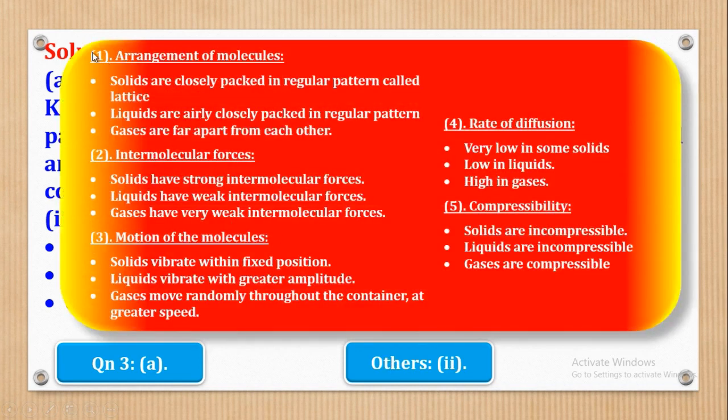Alternatively, you can distinguish them in terms of the arrangement of molecules, as you can see here: solids, liquids, gases. Or in terms of intermolecular forces, where solids have strong intermolecular forces, liquids have weak intermolecular forces, and gases have very weak intermolecular forces. You can also distinguish them in terms of the motion of the molecules, whereby solids vibrate within fixed positions, liquids vibrate with greater amplitude, and gases move randomly throughout the container at greater speed. Also in terms of the rate of diffusion, whereby the rate is very low in solids, low in liquids and high in gases. Or compressibility, whereby solids are incompressible, liquids are incompressible, but gases are compressible.